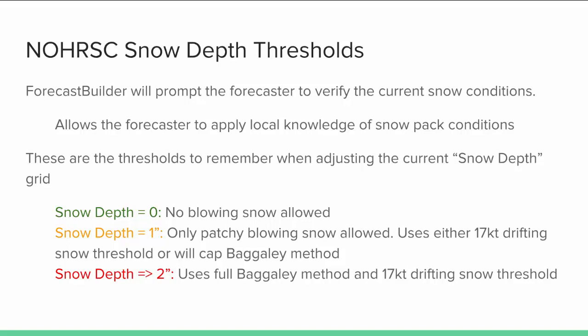When the snow depth is 0, no blowing snow is allowed. When the snow depth is 1 inch, only patchy blowing snow is allowed. And when the snow depth is 2 inches or greater, the full blowing snow calculations are used. When approved by the forecaster, this final observation grid will be the one used when moving forward in the forecast.